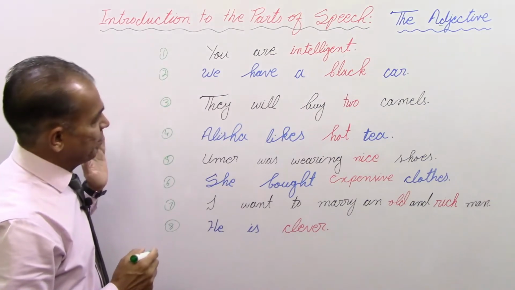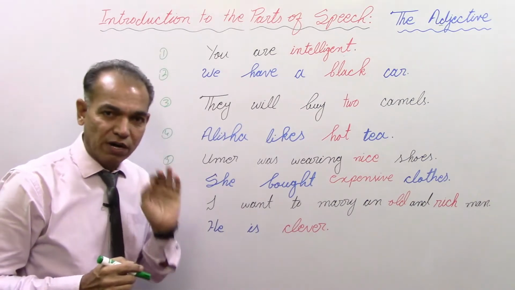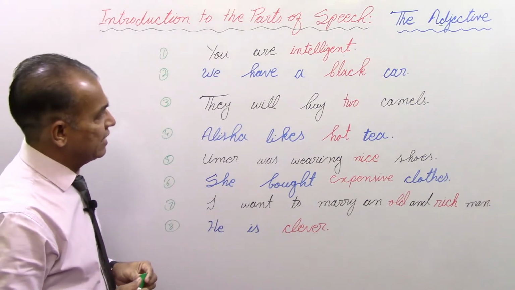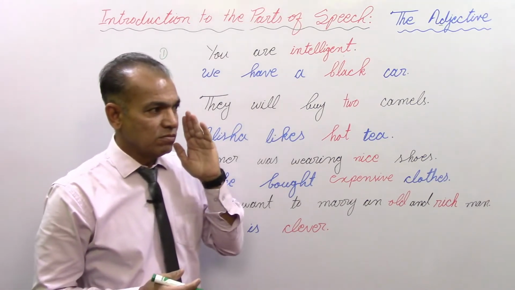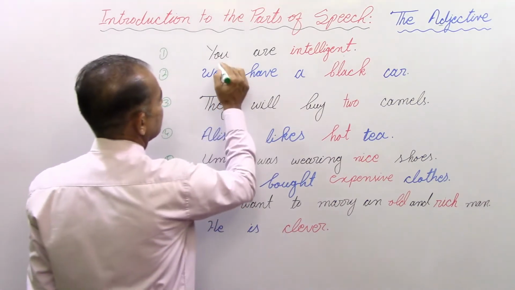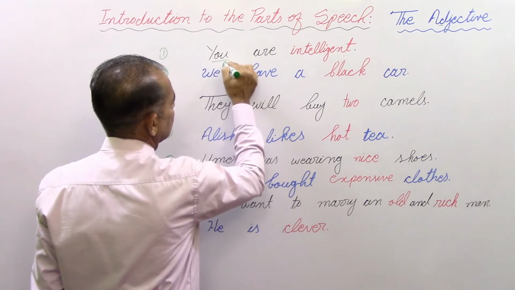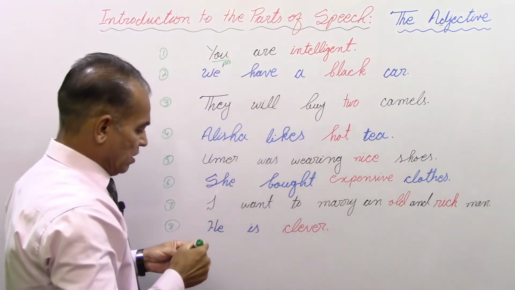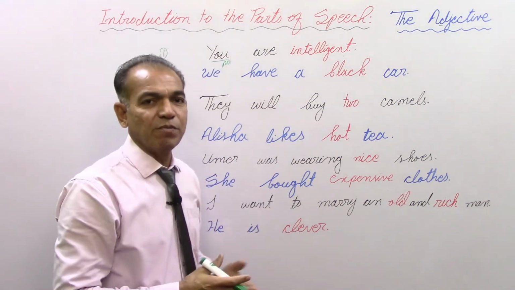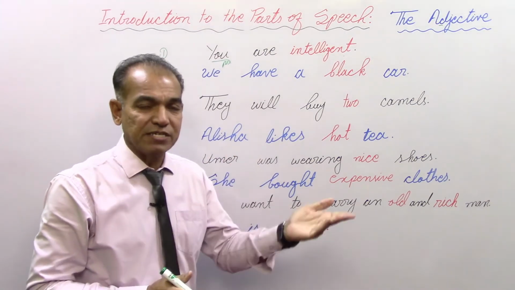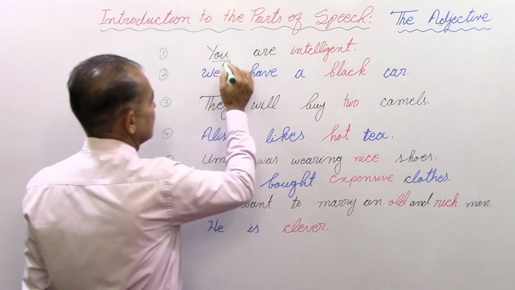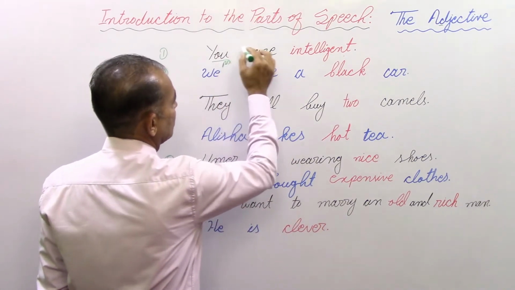We have here some examples, and with the help of these examples, we will try to understand what's an adjective. The first example is: you are intelligent. Now you are talking to someone and you say you are intelligent. You can see that you have used here a pronoun. Now, you want to provide extra information about that person, that pronoun.